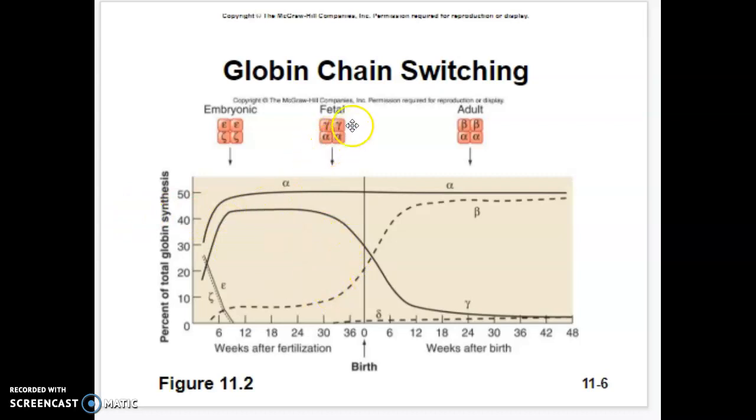So we'll have the 2 alphas here, but then we've got the 2 gamma subunits. Those will be used instead up until you're born. So you can kind of see how the beta goes up, and then when you're born, the gamma goes down and beta goes up. And eventually you have all beta and very little gamma. The only time we actually see gamma after birth is usually in people with sickle cell anemia who have a genetic defect in that beta subunit. That's for another chapter.